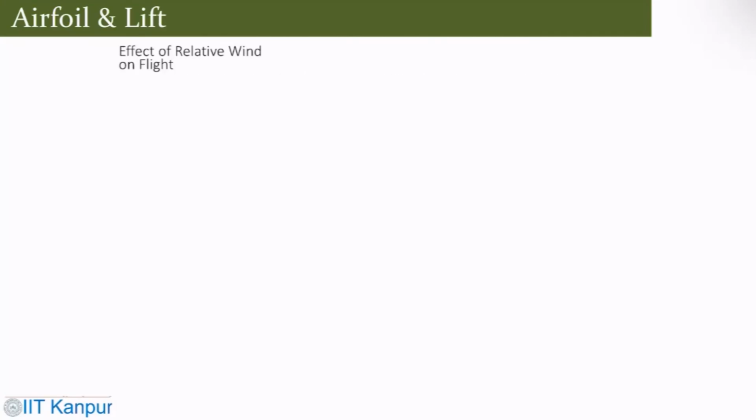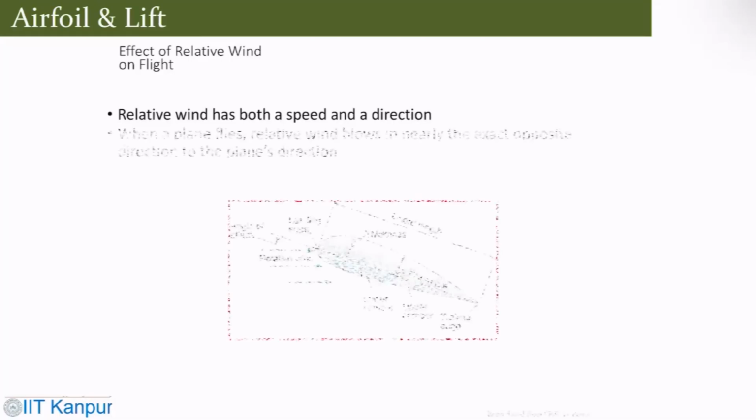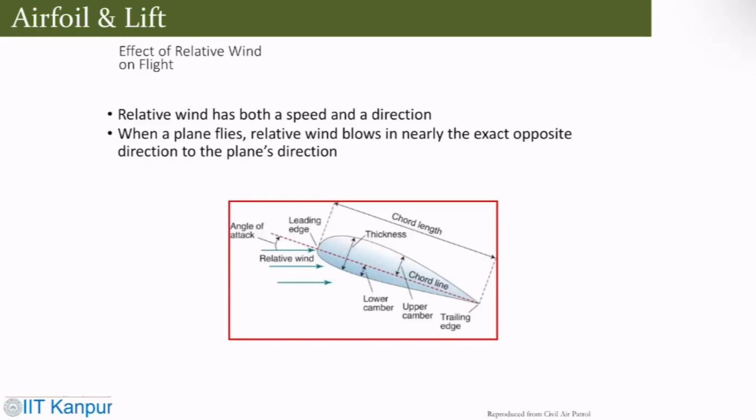Now you have relative wind effect on flight. Okay, relative wind has both a speed and direction. So when a plane flies, the relative wind blows in nearly the exact opposite direction. This is the relative wind, because the airfoil has an angle of attack.